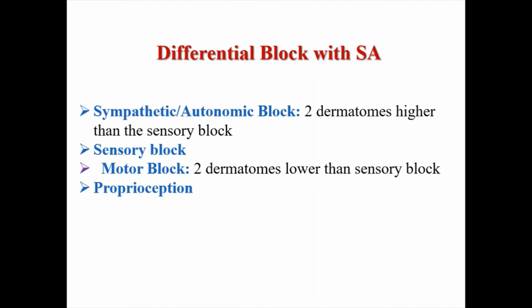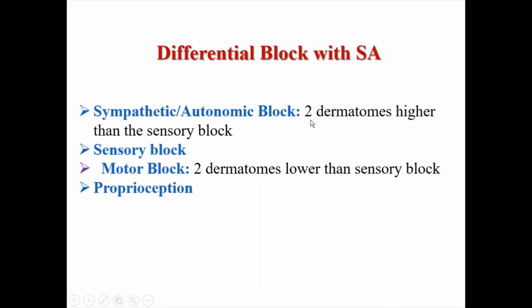Friends, those fibers are not blocked at the same time because they are not the same in size. Second, they are not all myelinated. But you have to keep in mind that small myelinated fibers are first blocked, but larger unmyelinated fibers are last blocked.